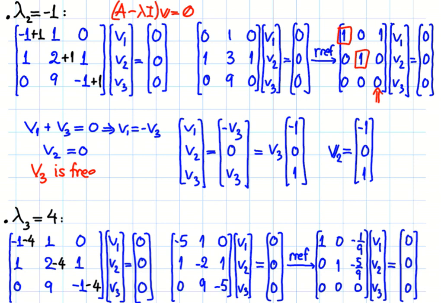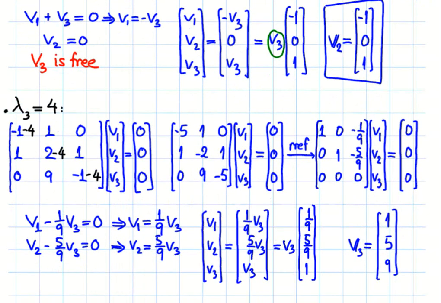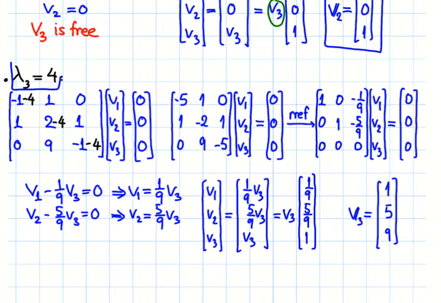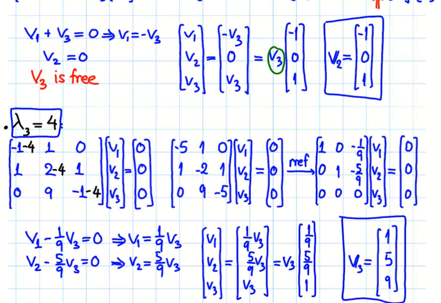And then the first row gives us V1 plus V3 equal to 0. The second line, V2 is equal to 0. And then we write the solution and factor out V3, and we have the vector negative 1, 0, and 1. That will be eigenvector number 2, corresponding to the eigenvalue of negative 1. And the same thing for the eigenvalue of 4. We have the eigenvector 1, 5, and 9.